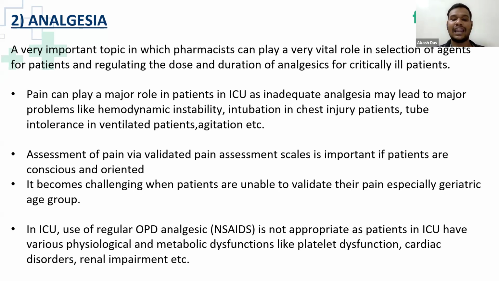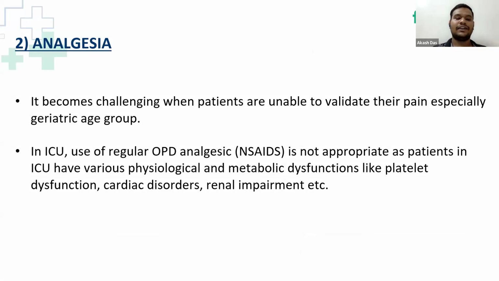Assessment of pain by a validated pain assessment scale is important if patients are conscious and oriented. There are various pain scales which are validated internationally. Please use those to validate the level of pain your patient is having. It becomes challenging when patients are unable to validate their pain, especially the geriatric age group. And in the ICU, use of regular OPD analgesics like NSAIDs is not appropriate, as patients have various physiological and metabolic dysfunctions like platelet dysfunction, cardiac disorders, renal impairment, etc. So, what analgesia can we choose?